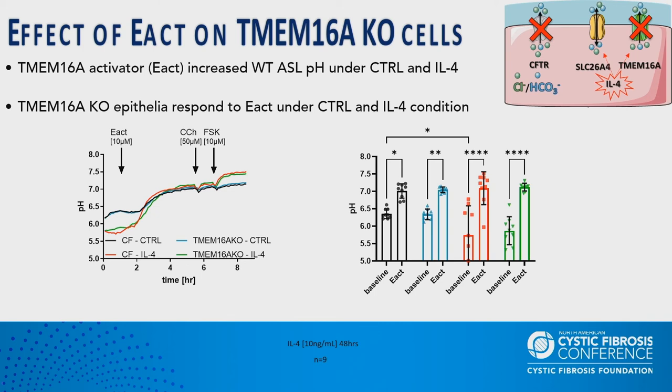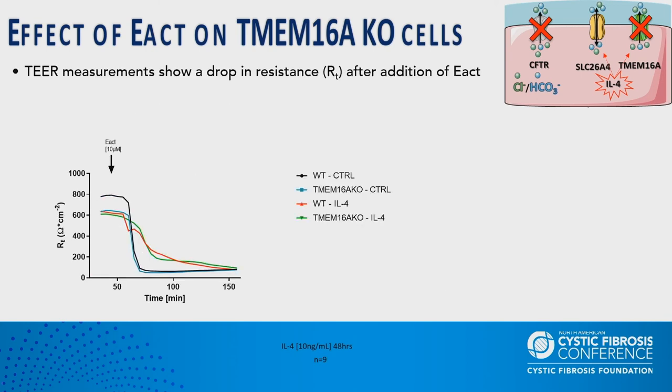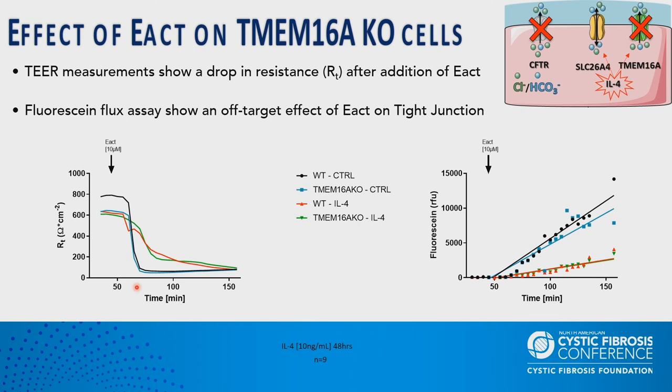So I wanted to look at this unexpected response, and I used again short circuit current studies. In this case, I measured the transepithelial resistance, and what I found out was that soon after the addition of EACT, the transepithelial resistance was dramatically reduced in all conditions tested. So I tested if EACT could have an off-target effect on tight junctions, using a fluorescein assay. In both CF and TMEM16A knockout epithelia, the epithelia were getting leaky after the addition of EACT.